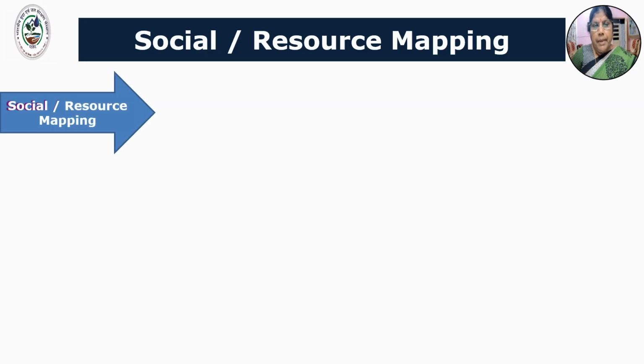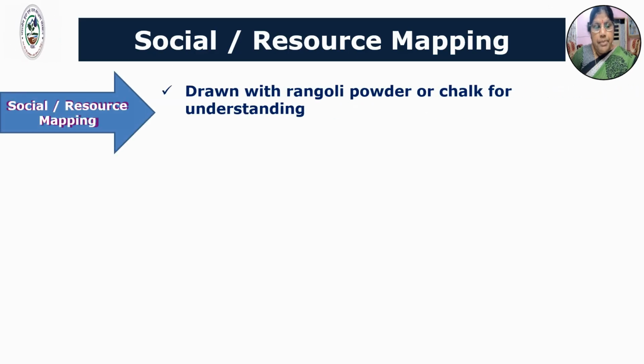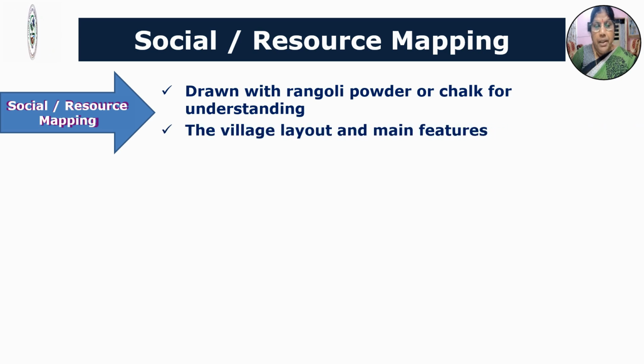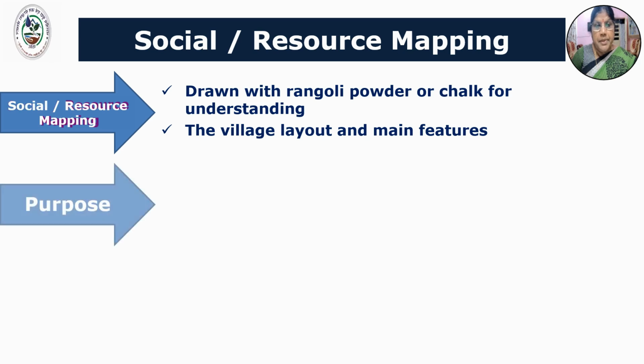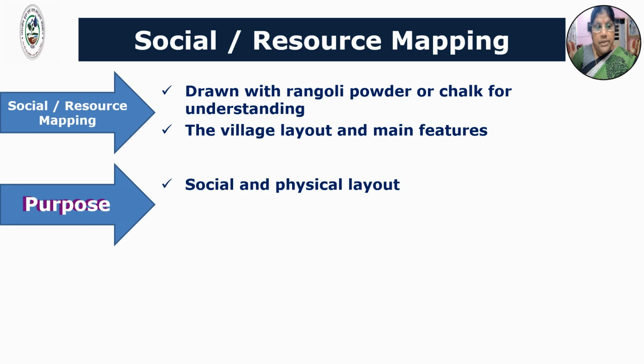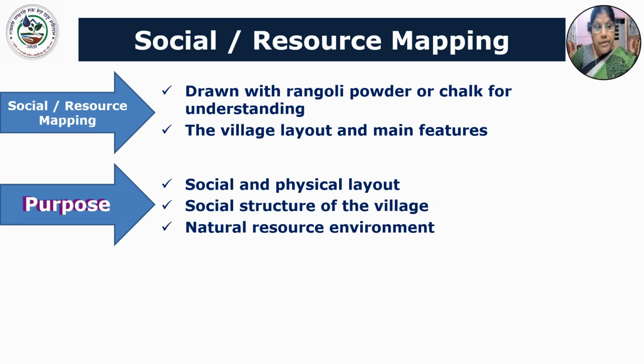Coming to the social mapping or resource mapping, these maps are drawn by the watershed people with rangoli powder or chalk either in the ground or on the paper. This is done to understand the village layout and the main features of the watershed. The purpose of doing this exercise is to know the social and physical layout, that is what facilities are there and where they are located, to know the social structure of the village, that is to know which people are living where, and to know the various natural resource environment of the watershed.